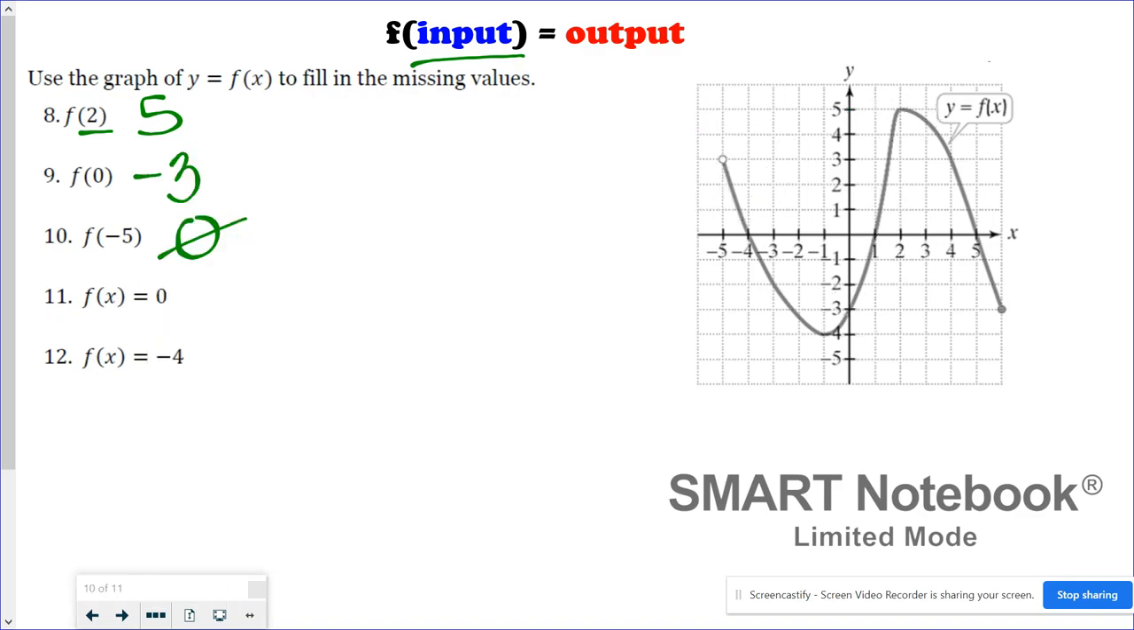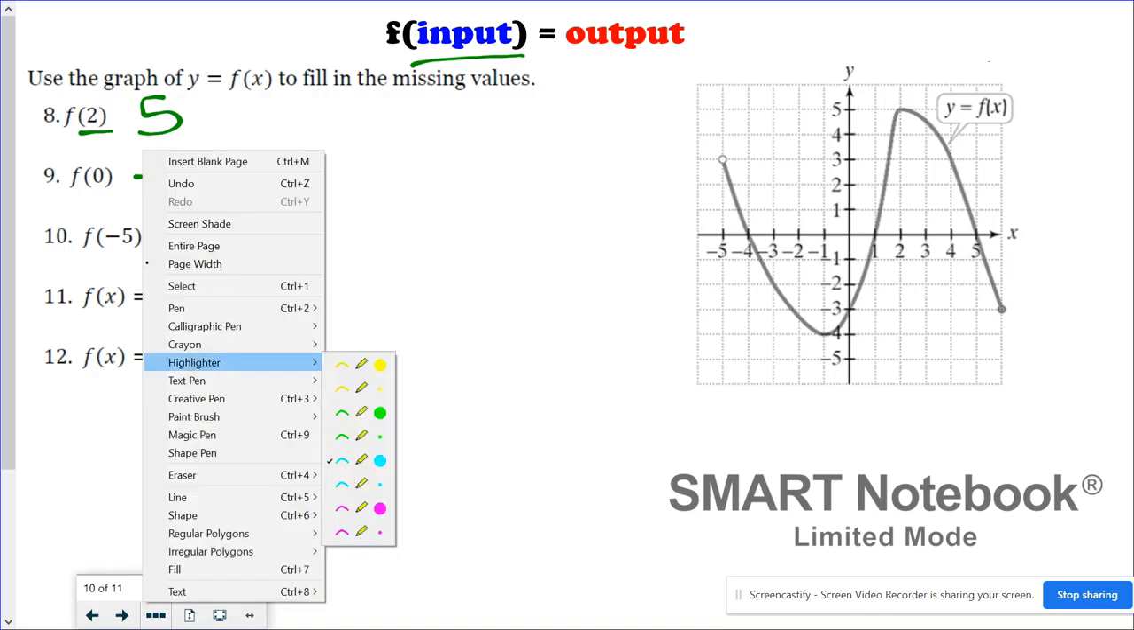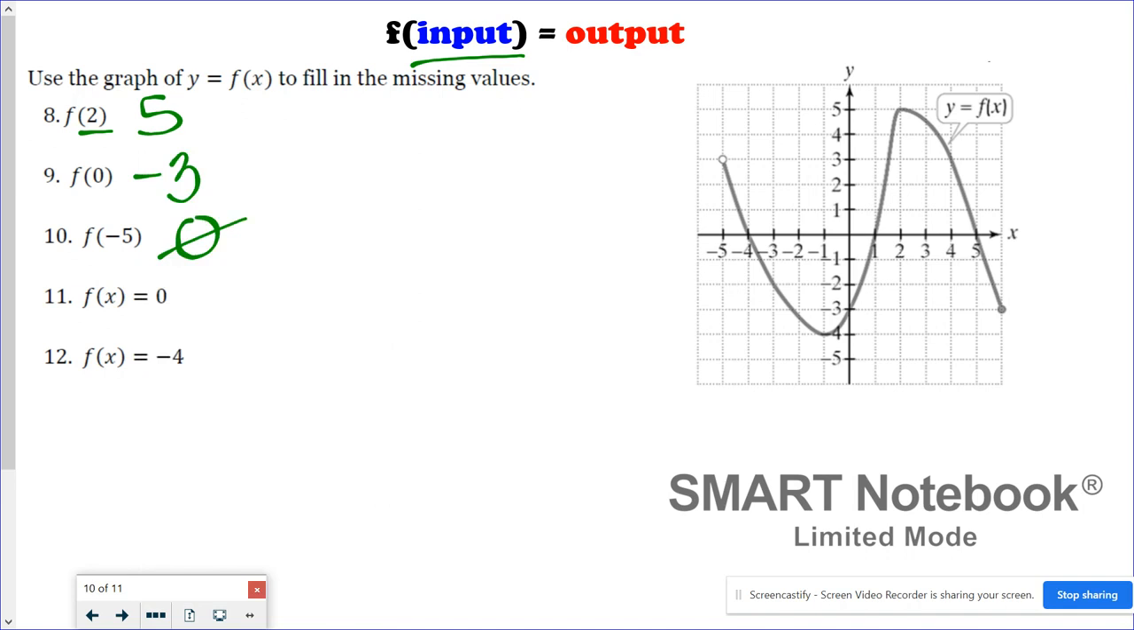So let me erase these markings so we can take a look at how you solve a functional equation using the graph, okay? So I'm going to get out a highlighter. f of x equals 0. So remember, 0 is an output value, okay? So it's a y value. So I have to find all the points on my graph that have a y value of 0. So this is what I do. I like to draw a horizontal line, okay? And that's representing f of x equals 0.